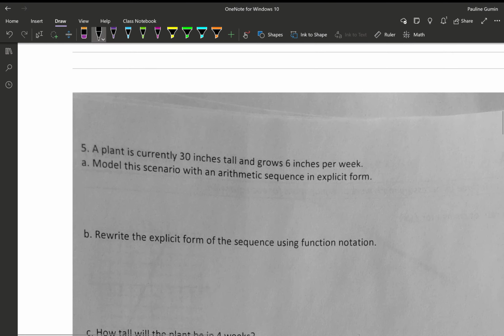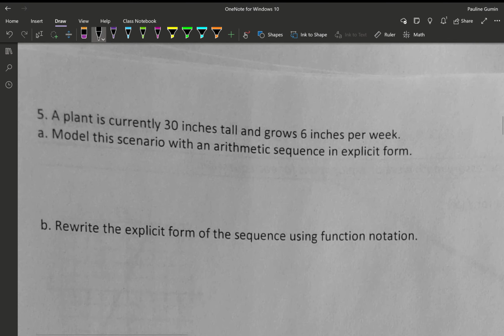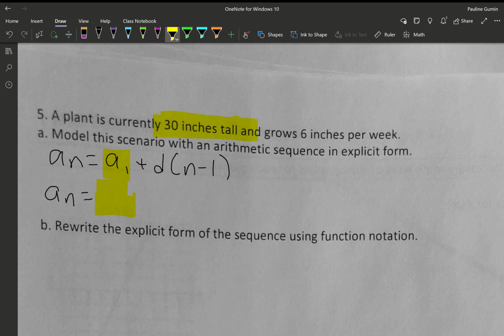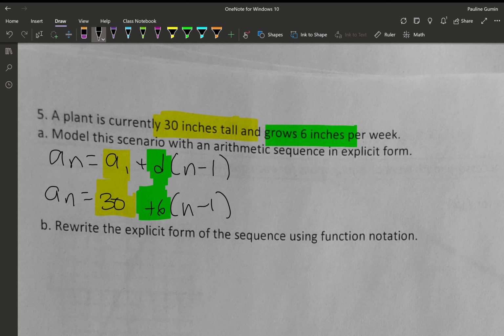A plant is currently 30 inches tall and grows 6 inches per week. Let's model this scenario with an arithmetic sequence in explicit form. So arithmetic sequence in explicit form is as follows. An equals a1 plus d(n minus 1). a1 is our starting, so that's 30. It's our first term, our starting growth. d is the pattern, the common difference. Growing 6 inches means +6, and n minus 1.